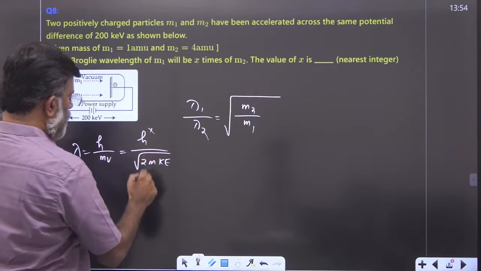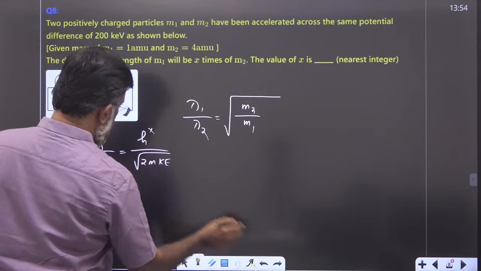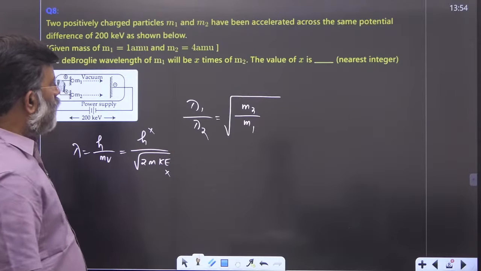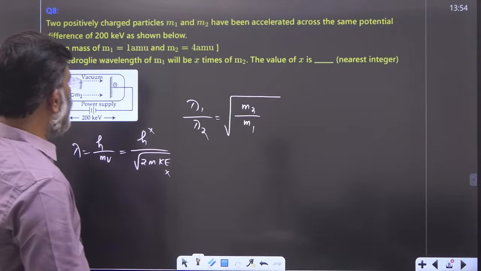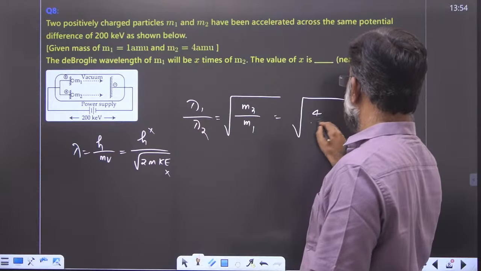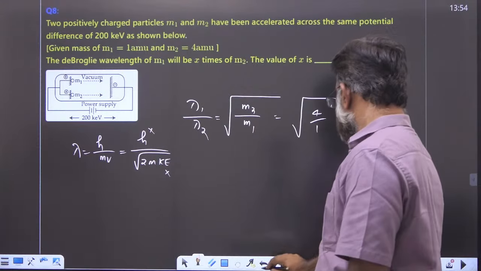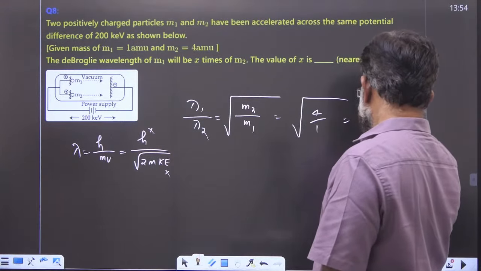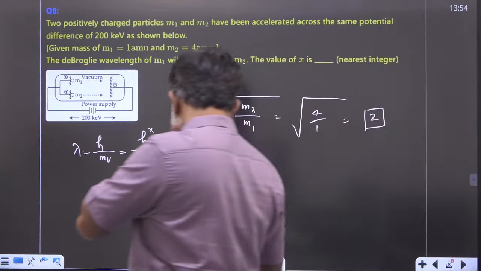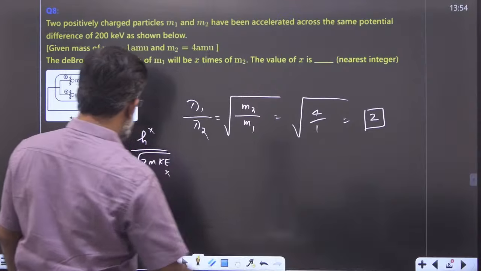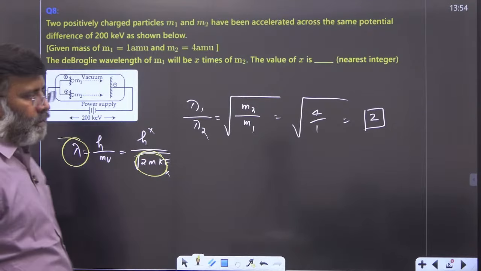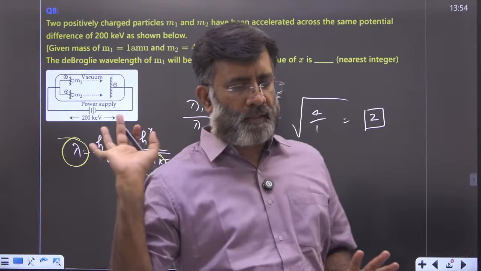This is a constant. This is also constant. All of these will cancel. So it will be root of m2 by m1. That's it, nothing else. It is 4 by 1, so you get the answer 2. Nothing to check. This is inversely related to the square root. Lambda is inversely related to the square root of mass. You get the answer 2.